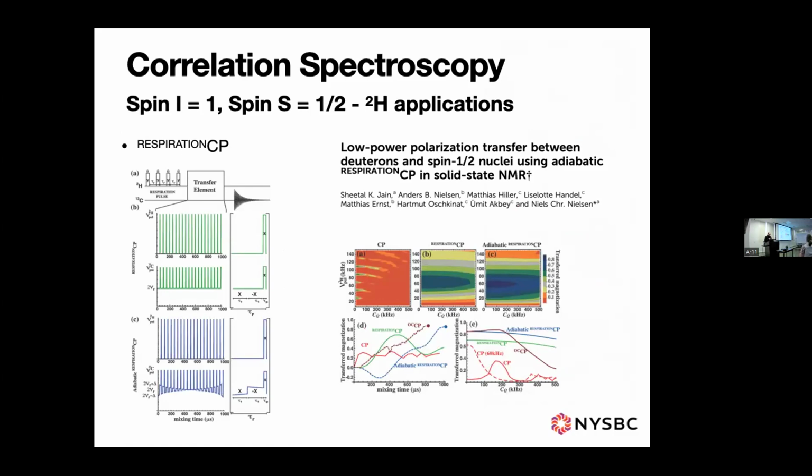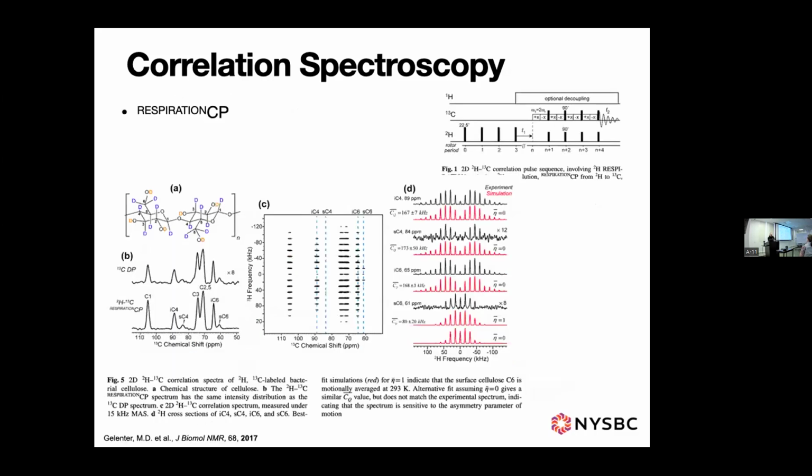Okay, so there are also experiments to correlate spin 1 to spin 1/2. This is an experiment called respiration CP, to do CP from deuterons to spin 1/2. It was developed out of the Nielsen group. It uses trains of pulses on both the proton and the carbon instead of standard CP. You start with a preparation, doing respiration on just the deuteron before you do the respiration CP, to help enhance the deuteron signal.